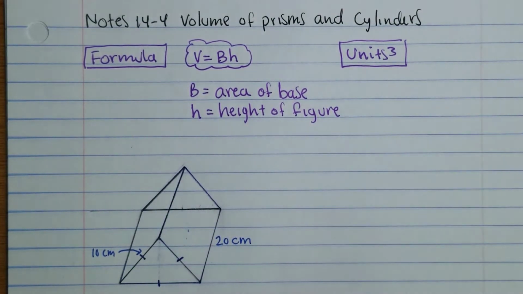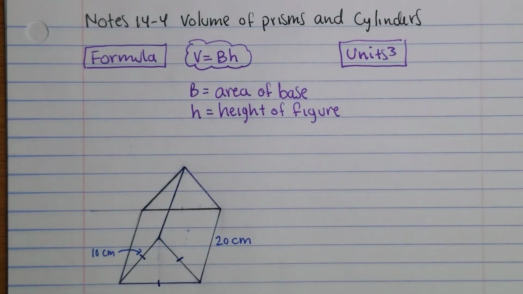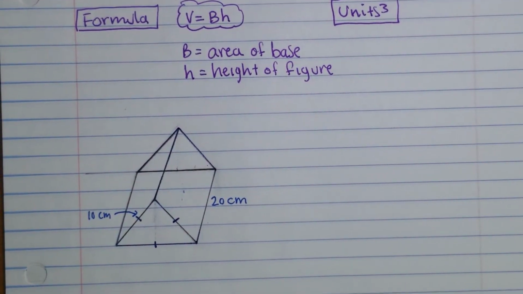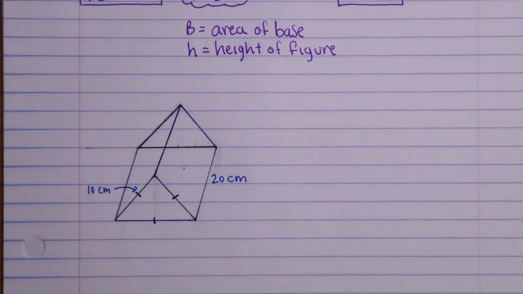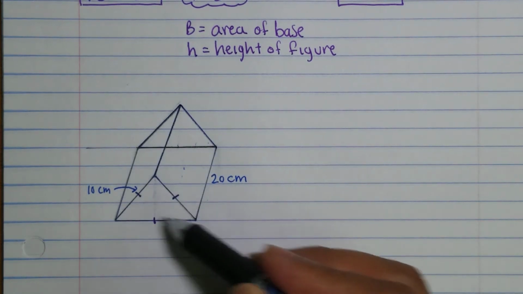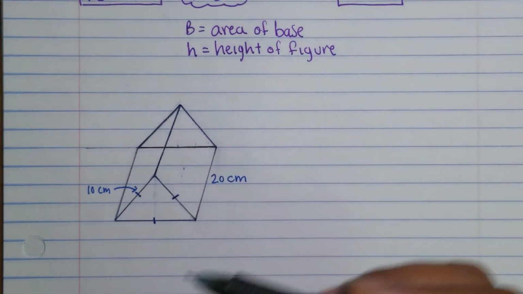I have the first example here, but I'm going to ask you to pause the video and copy this down. Once you're ready to continue, press play. As you can see, the bases of this prism are triangles, so this is a triangular prism.